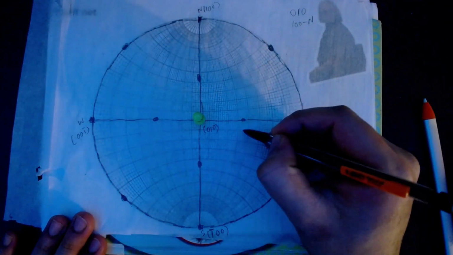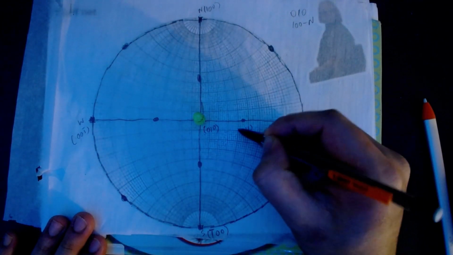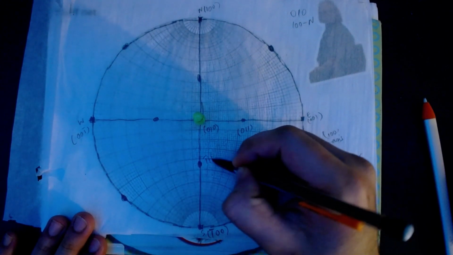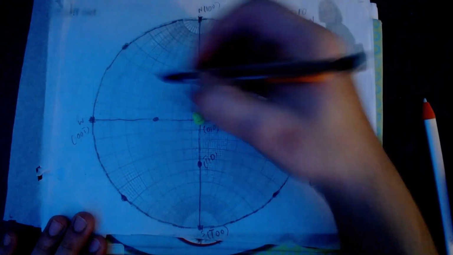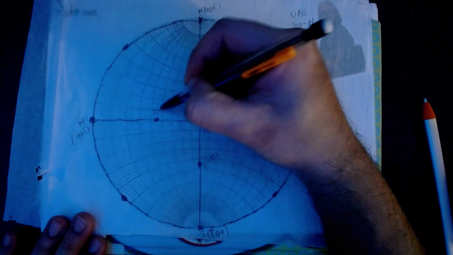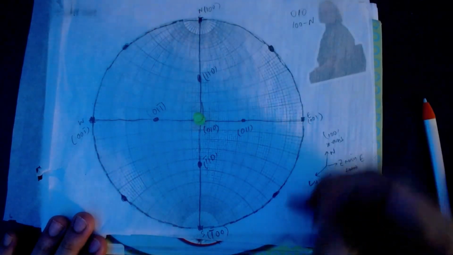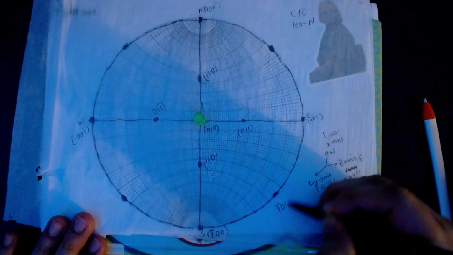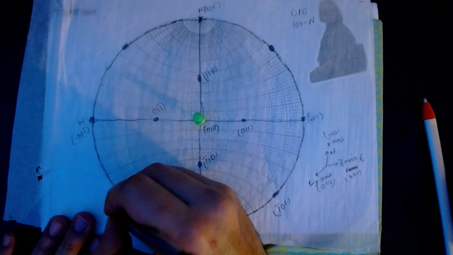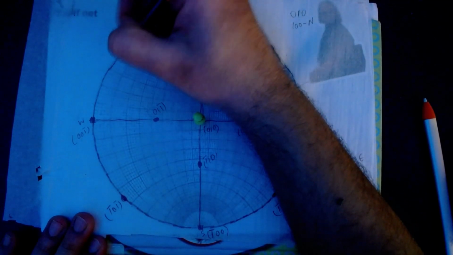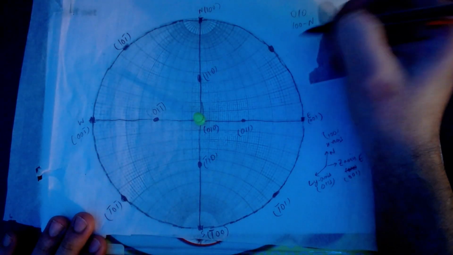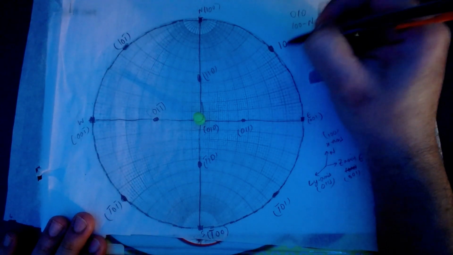Now let's quickly label these. I'm just going to do a quick vector sum. This will be [011]. This will be [1̄10]. This will be [011̄]. This will be [110]. Filling up the outermost, [1̄01]. This will be [1̄01̄]. This will be [101̄]. And then this one will be [101].